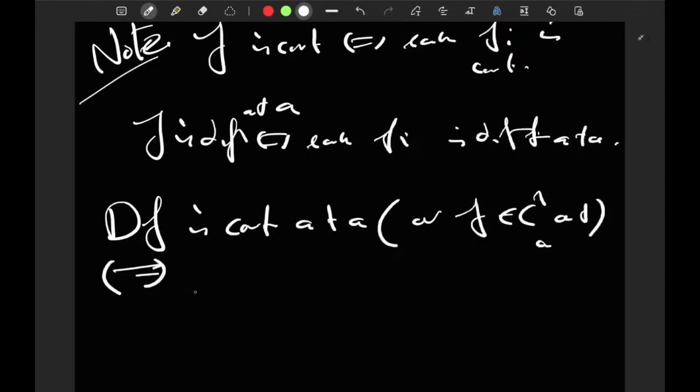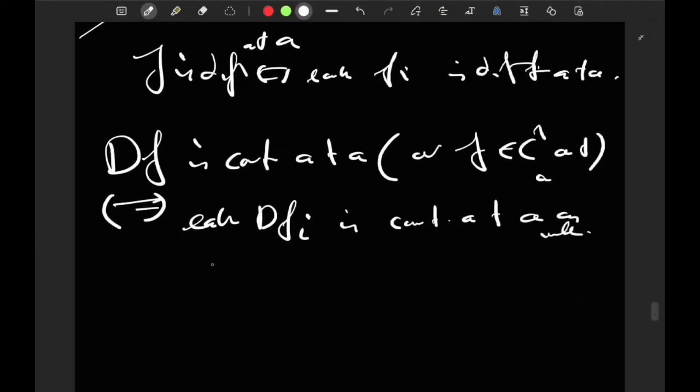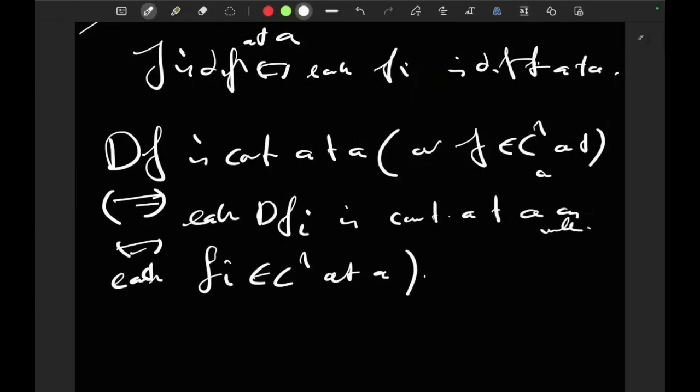This is the same thing as saying that each dfi is continuous at a as well. Meaning that each fi is of class C1 at the point A. Let me note that when I'm saying a function f is of class C1 at a point, what I'm meaning is that it's differentiable in a certain neighborhood of this point, and that its derivative in this neighborhood is continuous at the point.